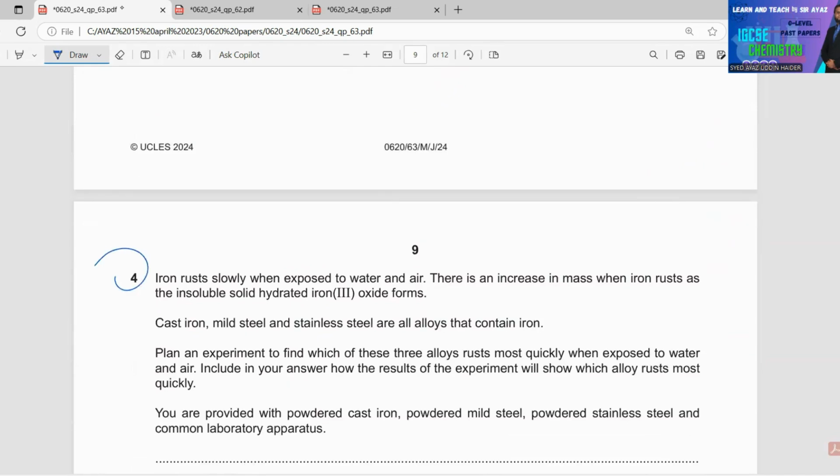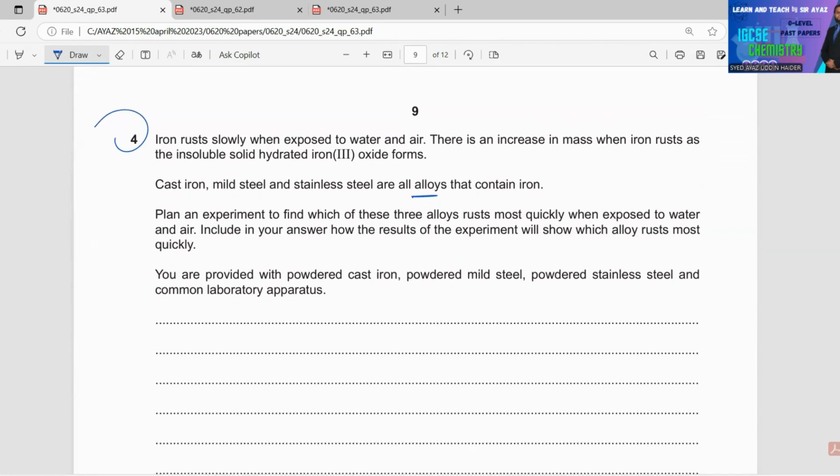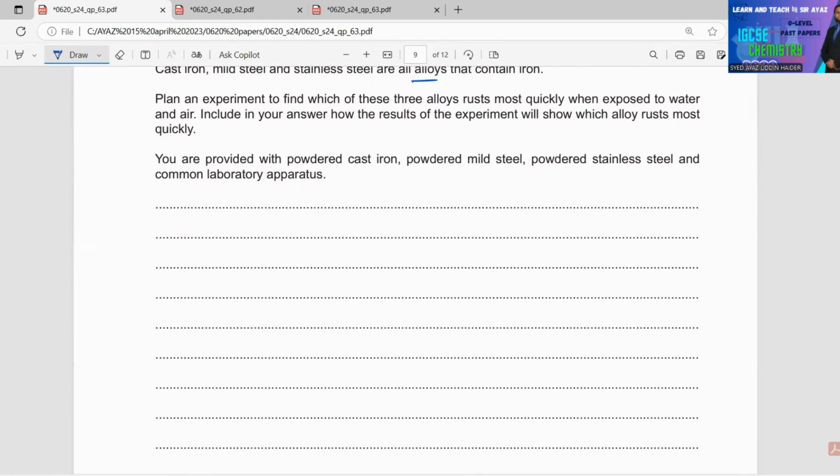Moving to last question, which is question number 4. Iron rusts slowly when exposed to water and air. There is an increase in mass when iron rusts as the insoluble solid hydrated iron 3 oxide forms. Cast iron, mild steel, and stainless steel are all alloys that contain iron. Plan an experiment to find which of these 3 alloys rust most quickly when exposed to water and air, including in your answer how the results of the experiment will show which alloy rusts most quickly. You are provided with powdered cast iron, powdered mild steel, powdered stainless steel, and common laboratory apparatus.